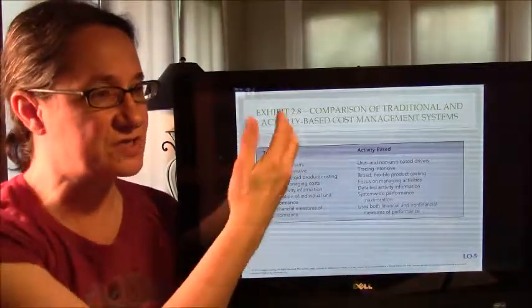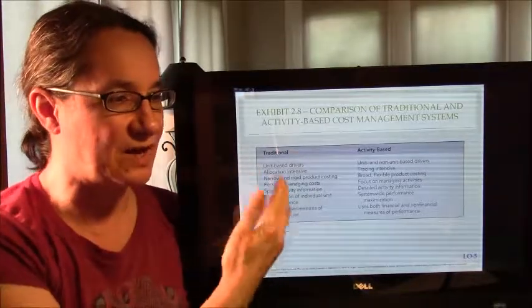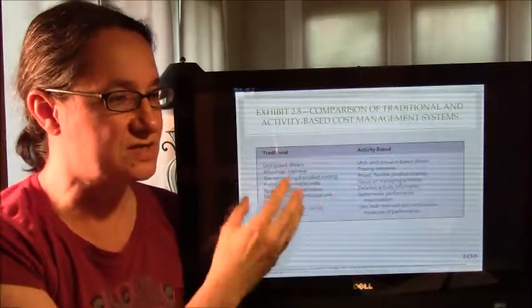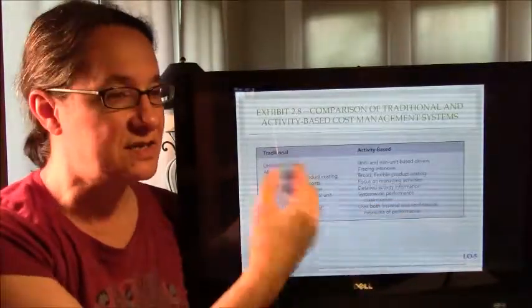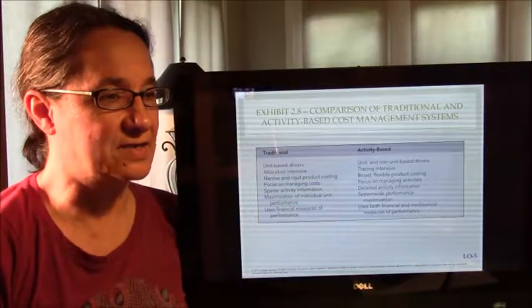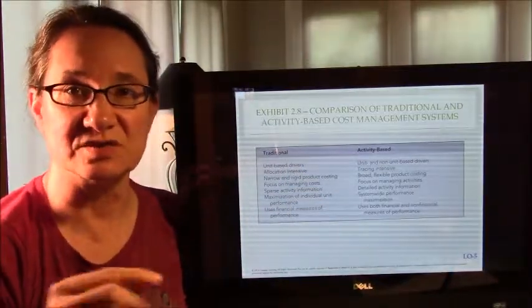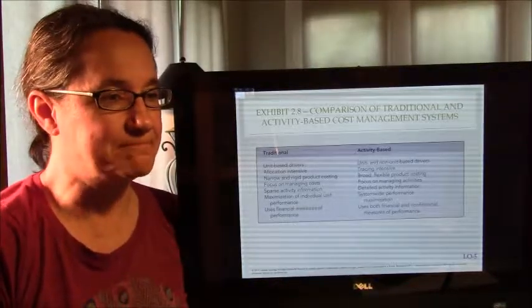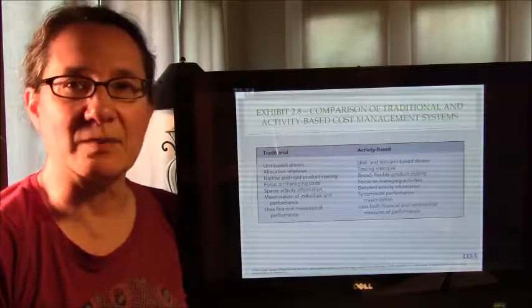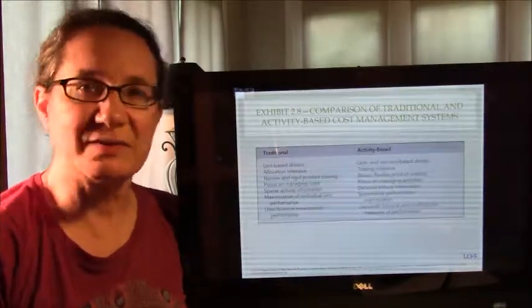All right, so traditional, this category is straight from your book: unit-based, allocation-intensive, rigid, narrow, focus on costs. Activity-based does have unit and non-unit based drivers. It's very tracing intensive because now we've got these computer systems that let us do all this tracing. Flexible, it's used to maximize operational performance. And we'll do some of each of those.